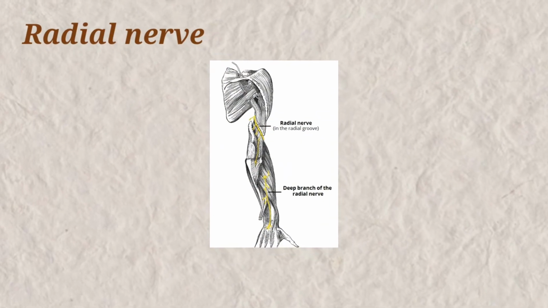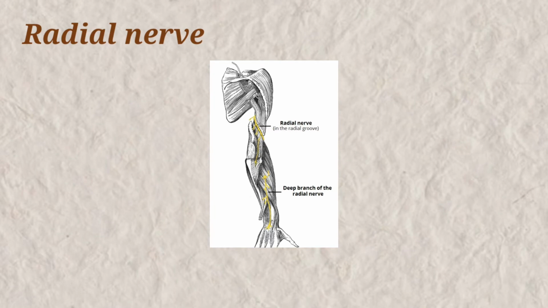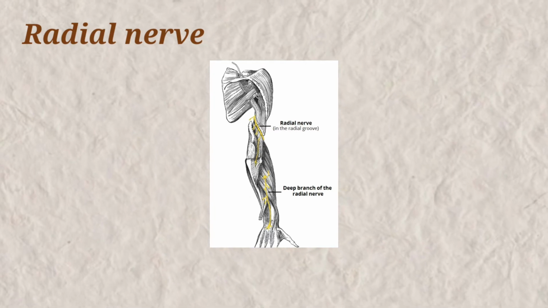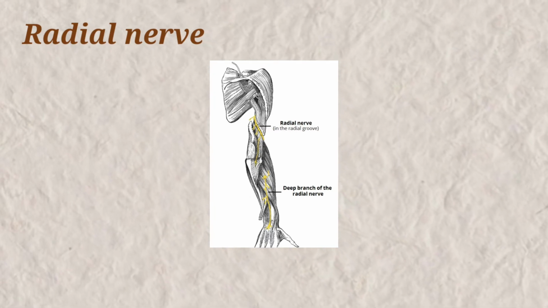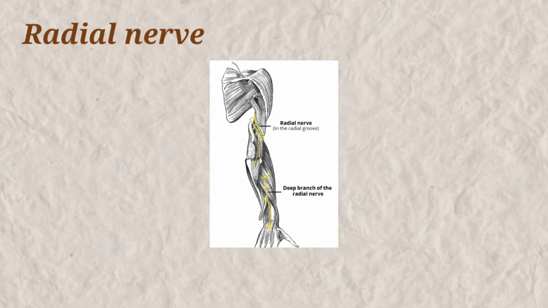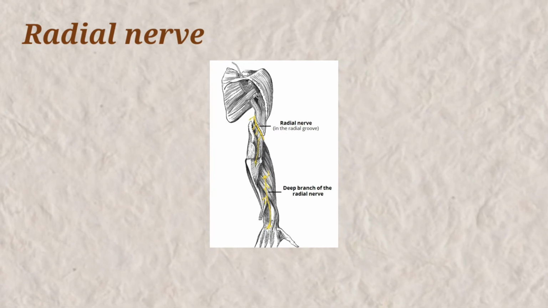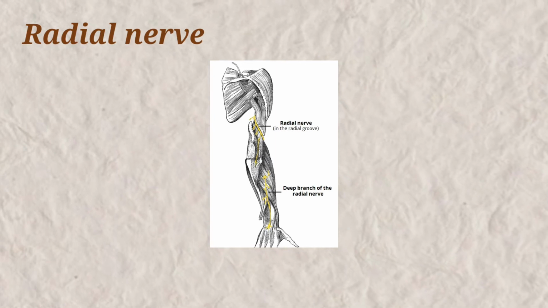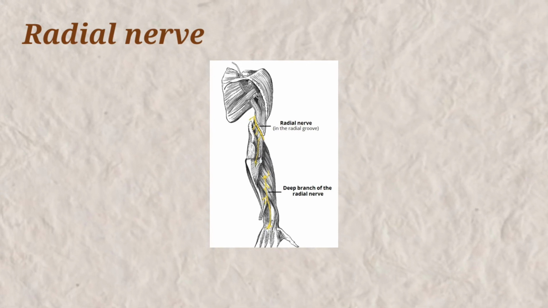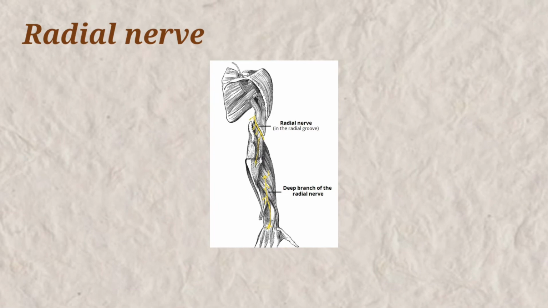And lastly is the radial nerve. This is the largest branch of the brachial plexus and the sole motor nerve to the muscles in the posterior compartment of the arm and forearm. It lies deep behind the axillary artery and is accompanied by the profunda brachii vessels when coursing through the radial groove, and finally divides into superficial and deep branches at the level of the lateral epicondyle.